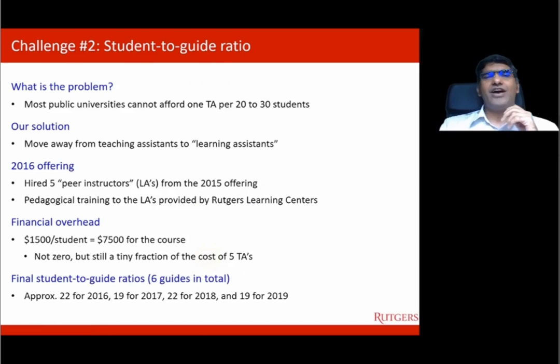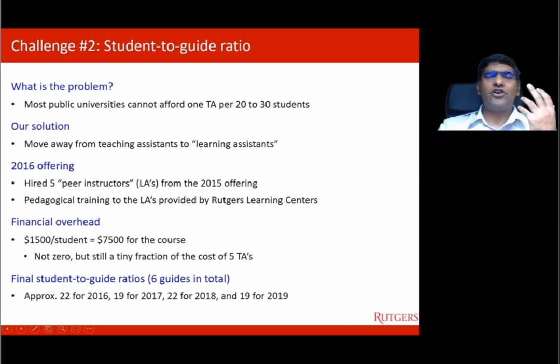Now, what's the second challenge that we have in terms of active learning? That's the student to guide ratio. What is the problem? Well, most public universities cannot afford one teaching assistant per 20 to 30 students. And the solution for us was we moved away from teaching assistants and moved towards learning assistants.